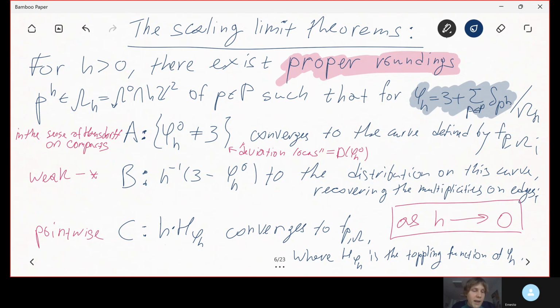And finally, the most elegant version is about the pointwise convergence of the toppling functions, rescaled by h. And they simply converge to FP omega.